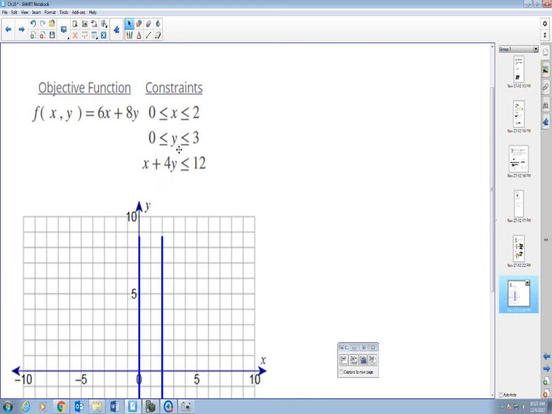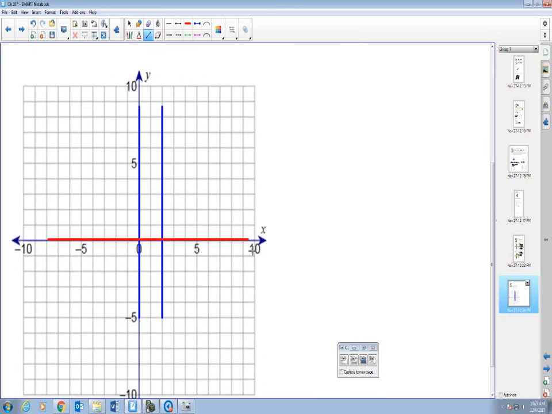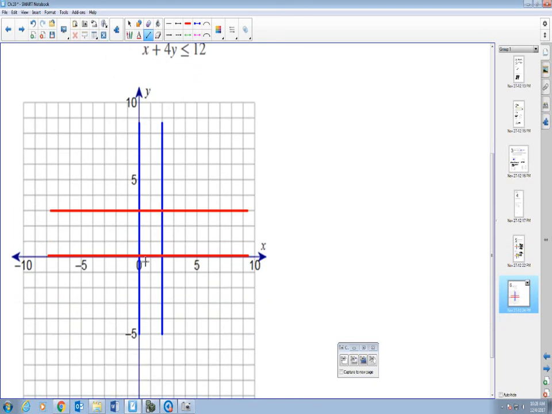Same thing with the Y. Y is greater than 0, which is a horizontal line on the x-axis, and I need to be above it. But at the same time, Y is less than or equal to 3. Y equal to 3 is a horizontal line at 3. It has to be less than 3 and bigger than 0, so that will be in between. Between the blue line, also between the red line, that gives me one tiny little rectangle right here.